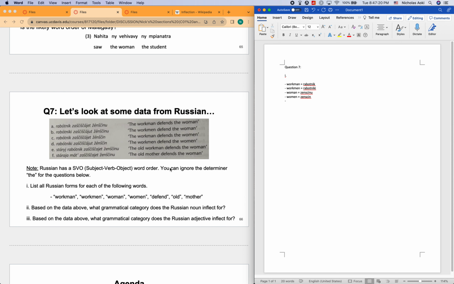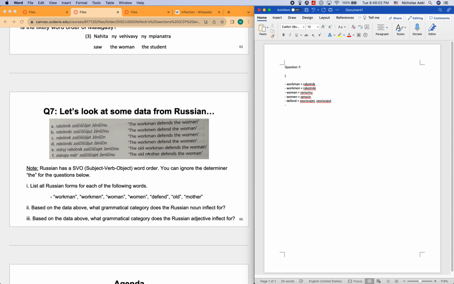Defend, in the English translation, the verb comes second. So we have the same thing in Russian. Zaski skajet. But notice that it's saying list all the Russian forms for the words. Notice that we have two different forms for the verb defend in Russian. Zaski skajet and zaski skajut. So we get zaski skajut in sentences B and D, and zaski skajet in the other sentences. So for defend, I'm going to list both versions. Zaski skajet, zaski skajut.